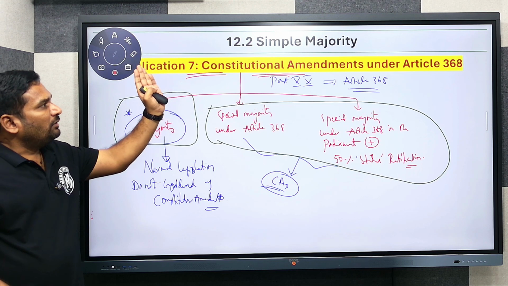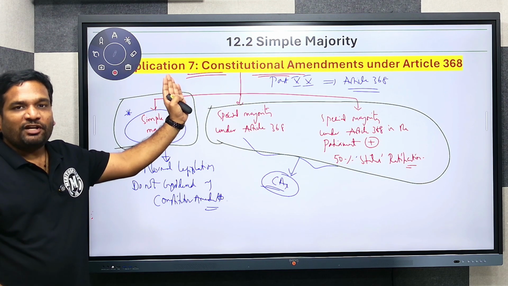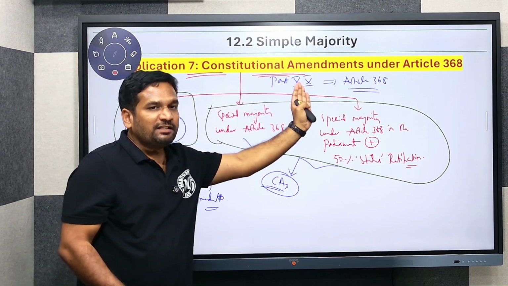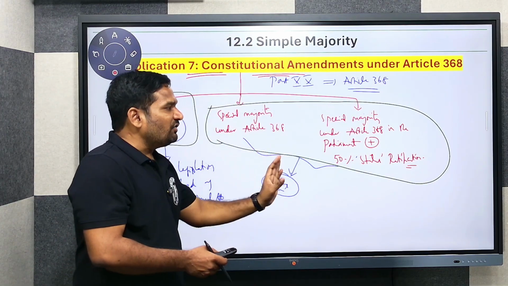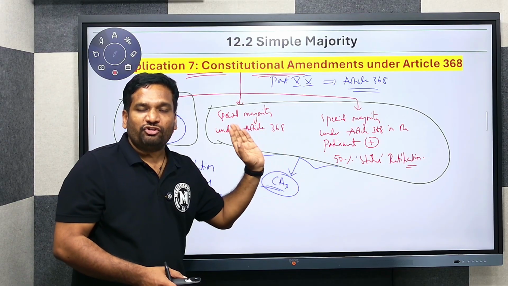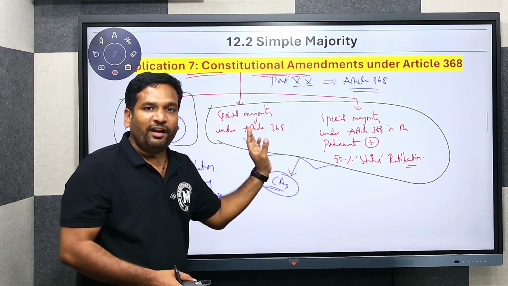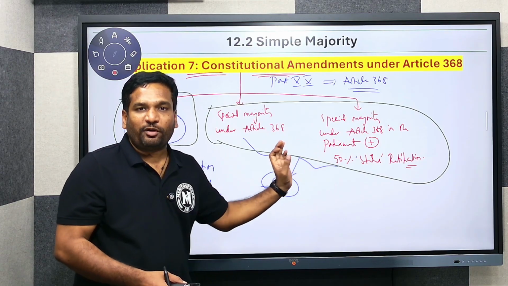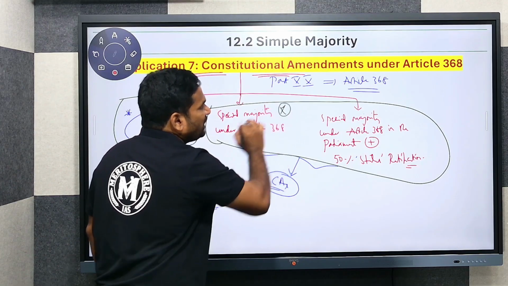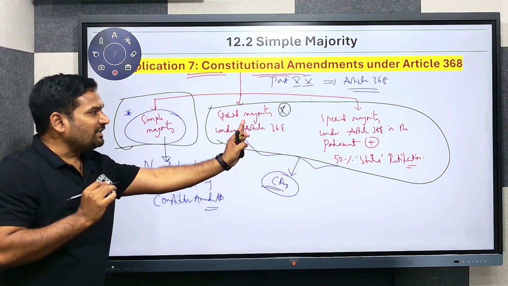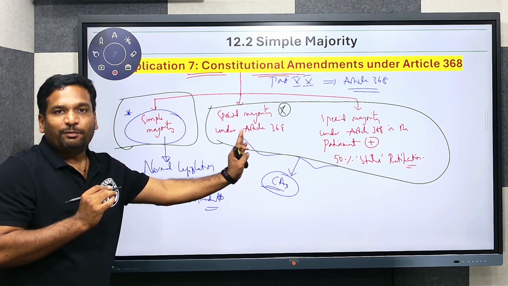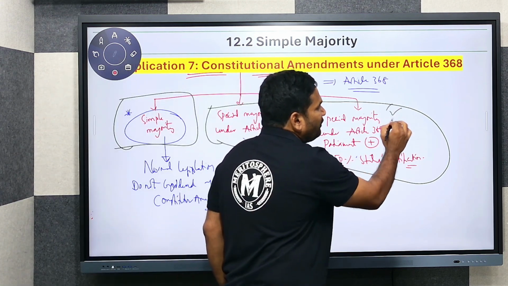Now, application 7 says that simple majority is also used in the constitutional amendments under Article 368. So under Article 368, these are the two segments which are considered constitutional amendments. Now we have to find where the simple majority is required under these two processes. Under this process, special majority under Article 368, there is no such requirement of simple majority. But here we are going to use simple majority.